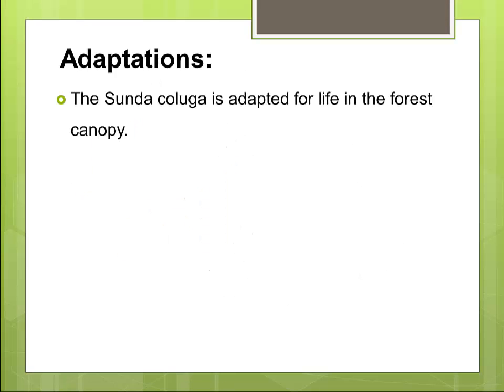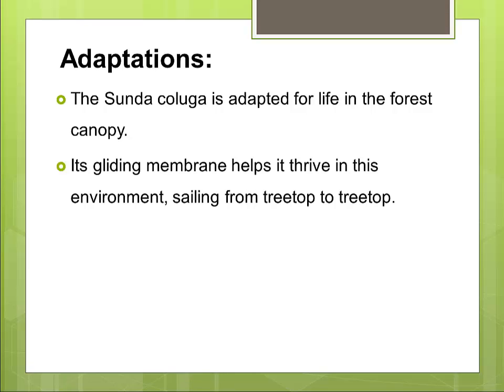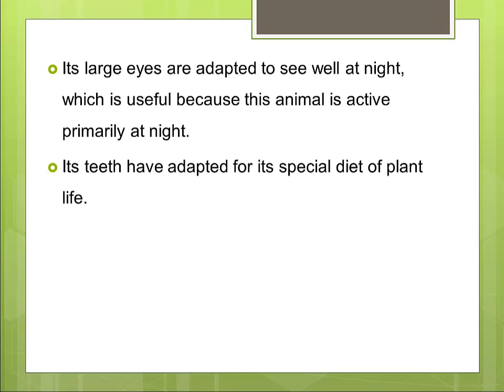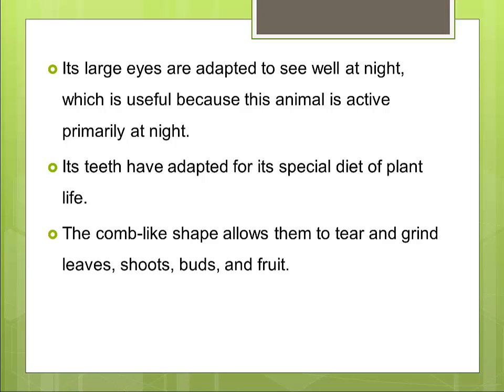Adaptations: the Sundacaluga is adapted for life in the forest canopy. Its gliding membrane helps it thrive in this environment, sailing from treetop to treetop. It has large eyes adapted to see well at night, which is useful because it's primarily active at night. Its teeth have adapted for its special diet of plant life. The comb-like shape allows them to tear and grind leaves, shoots, buds, and fruit.